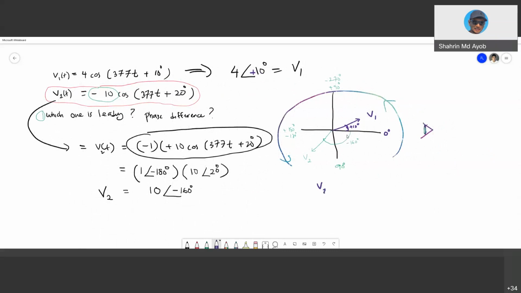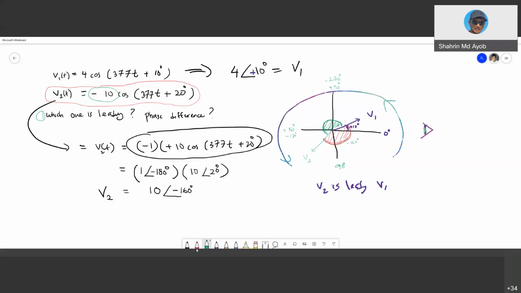If I say that V2 is leading V1, the phase difference here is very big, bigger than this phase difference. Which one is very big, the green or the red one? The phase difference is this one, and the other one is this one. Which one is bigger? It should be the green one, right? Yeah.